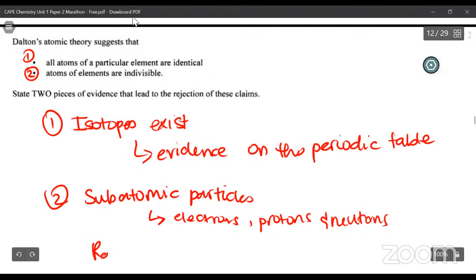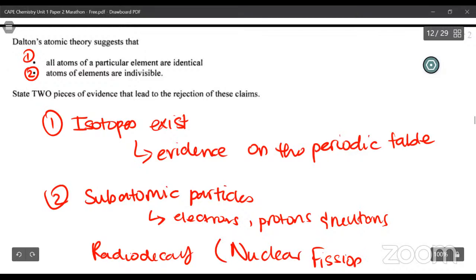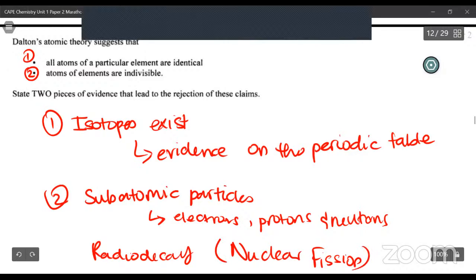So by radioactive decay, we can split these things. We can split atoms and we can go through the process of nuclear fission, right? All right. So yes. Those two pieces of evidence would actually help you to answer that question.